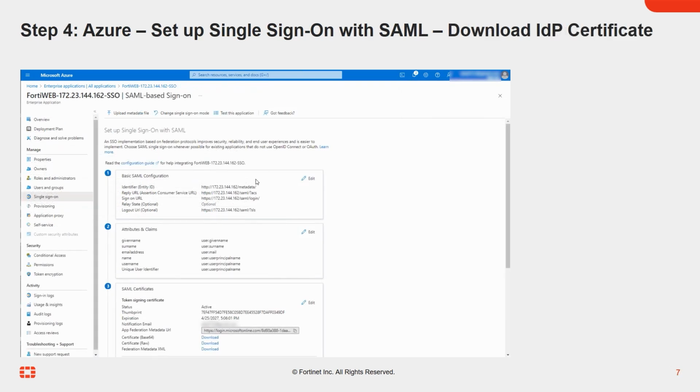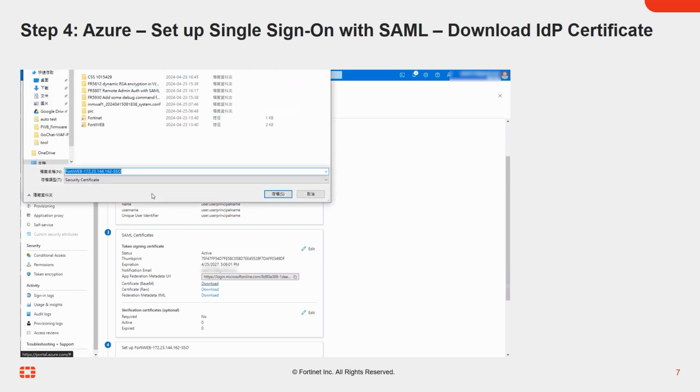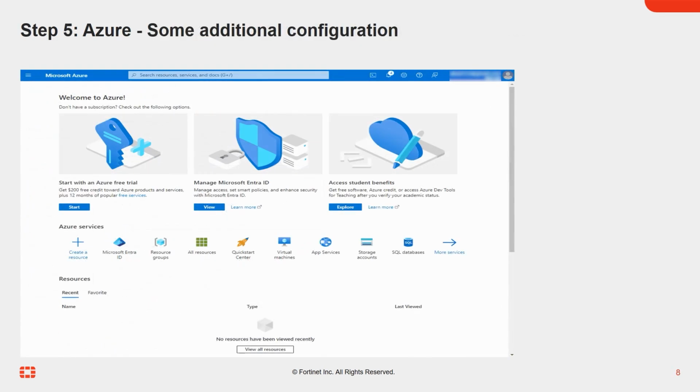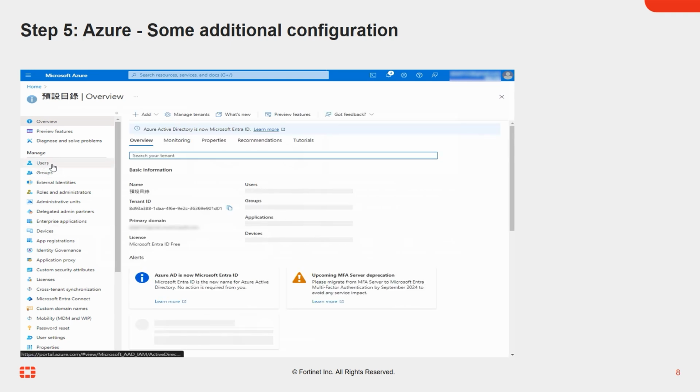Step 4 is to download the IdP certificate. Navigate to SAML Certificate, click Edit, and download the Base64 certificate. Step 5, additional configurations in Azure are required.